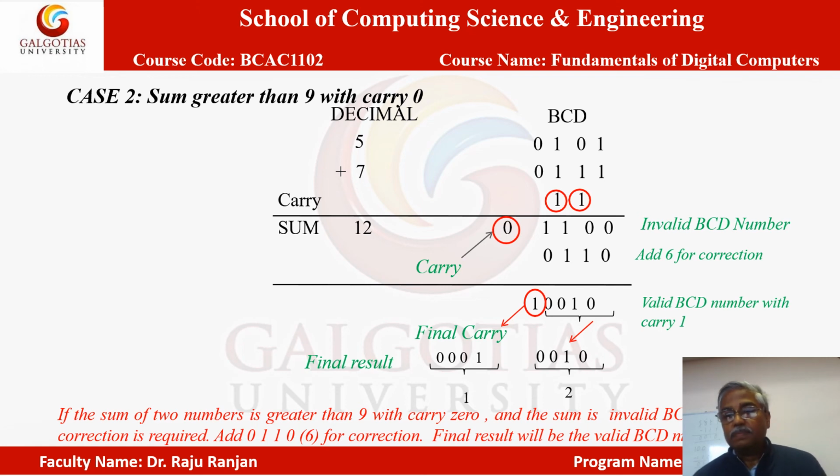Then we add 6. Since the number is more than 9, we will add 6 here for correction. So 6 is represented as 0110. We will add it to the sum, and we get 0 plus 0 is 0, 0 plus 1 is 1, 1 plus 1 is 0, carry 1, then 1 plus 1 is 0, and then carry 1. So the sum is 0010, and the carry is 0001. This is case 2.